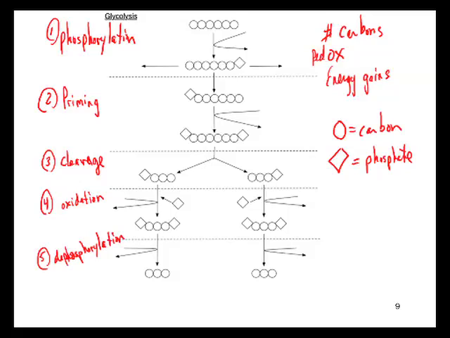And what would that mean? We're losing phosphates. Any idea where those phosphates might be going? Remember, what's one of the products of glycolysis? ATP. And if we add a phosphate to an ADP, we get ATP. And that's what we'll see happening here. That dephosphorylation phase, we're going to see phosphates coming off and being added to ADP to make ATP. Okay? Any questions up to this point?